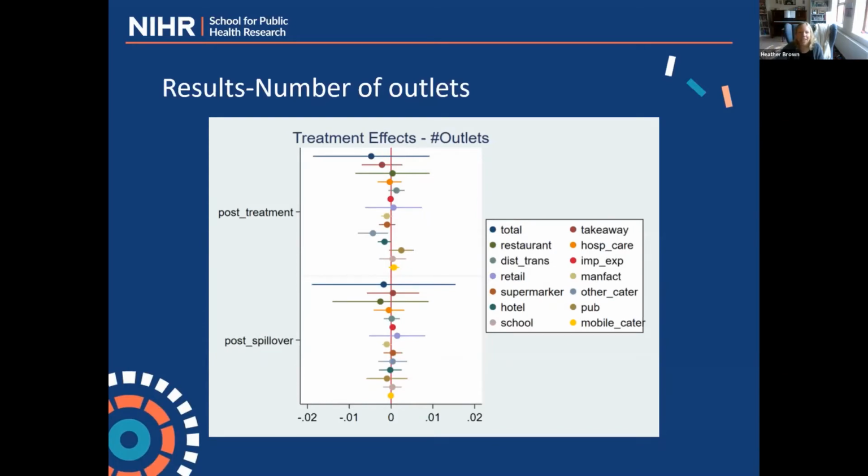and we don't find anything. So with one exception, so the treatment are the postcodes in the exclusion zone, and the spillover are those near the exclusion zones. And the only thing we find is that there are slightly fewer mobile caterers after the introduction of the SPD, and that's statistically significant, but there's no difference in any other type of food business.